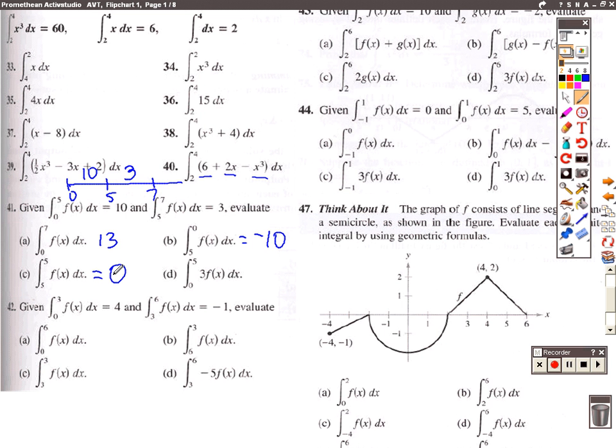0 to 5, we're going to take the 3 out, put it in front. We know that 0 to 5 of f of x is 10, and 10 times 3 is 30.